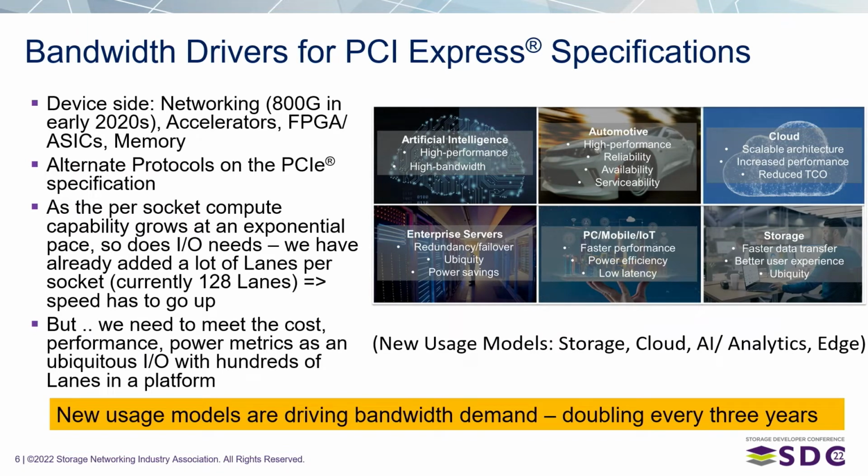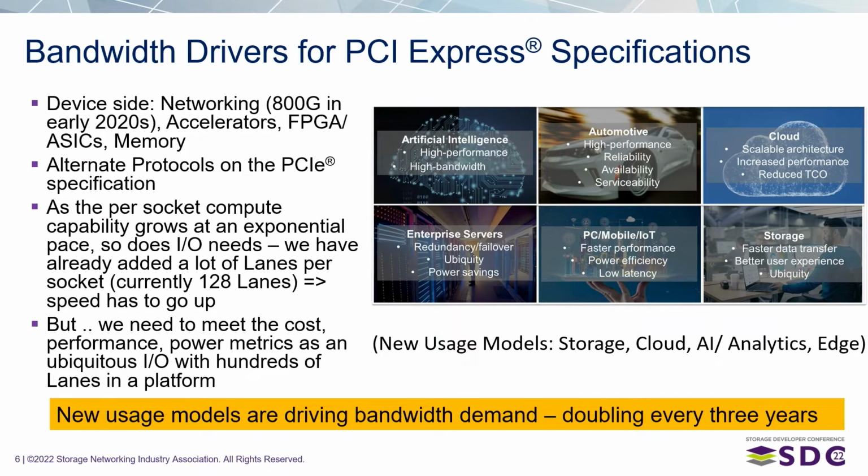So what are the bandwidth drivers, right? What are the ones that are causing us to lead these speed transitions? Speeds and feeds. On the device side, you've got a lot of devices that are demanding a high amount of bandwidth, right? So networking started off with 800 gig. That will be with PCIe Gen 5 by 16. That becomes a networking solution. Gen 6, that is accelerators, FPGAs, ASICs, memory, storage, alternate protocols like CXL.